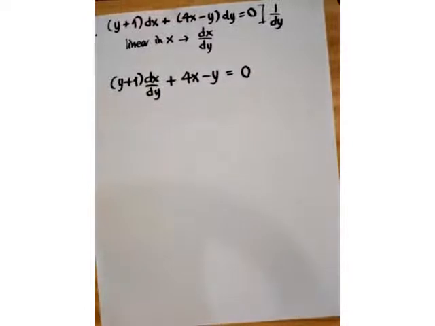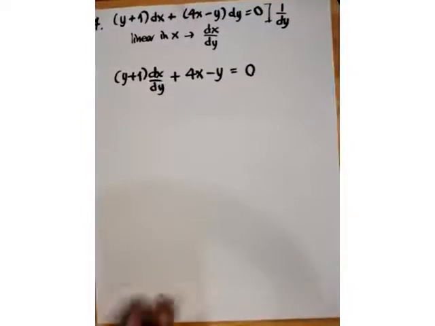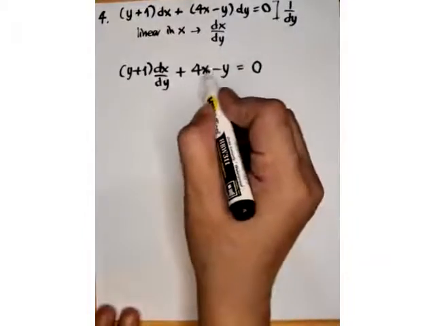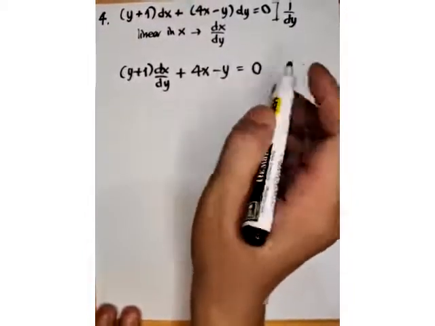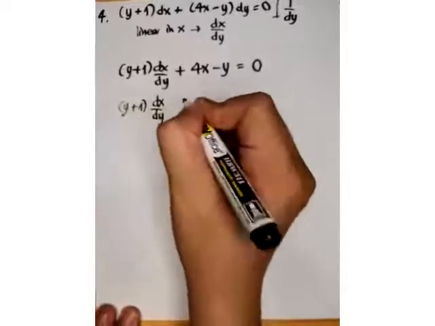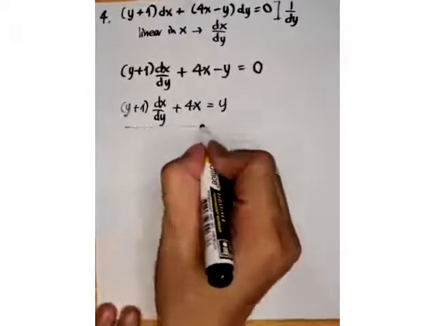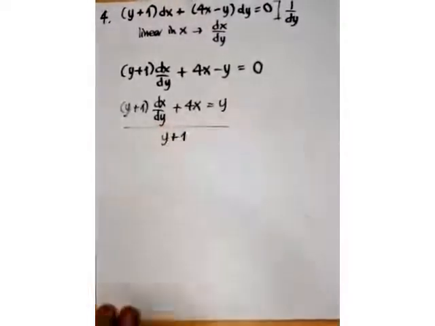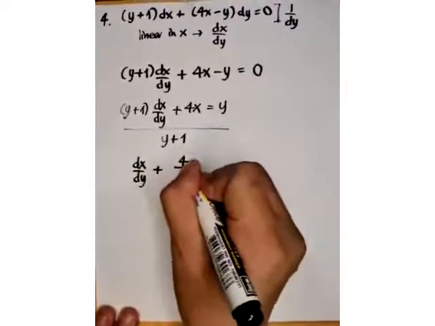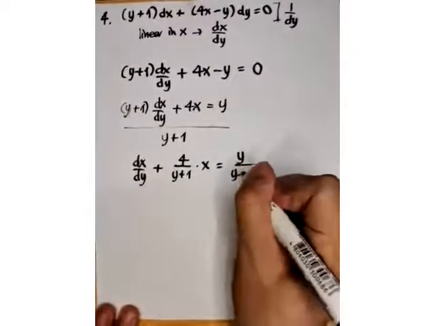Okay, so that means dun sa middle term, x siya, and then dun sa right side, puro y. Baliktad. Babaliktarin lang natin kasi hindi siya linear sa y, linear siya sa x. Okay, so since x yung pinag-uusapan natin dito, yung y yung ililipat natin sa kabila. So we'll have y plus 1 dx over dy plus 4x is equal to y. Ayan. And then divide natin to ng y plus 1. So dx over dy plus 4 over y plus 1 times x is equal to y over y plus 1.